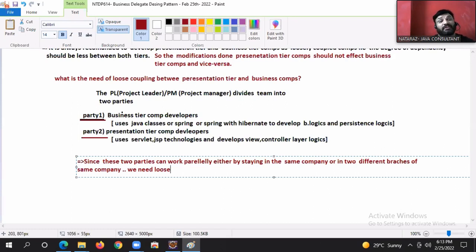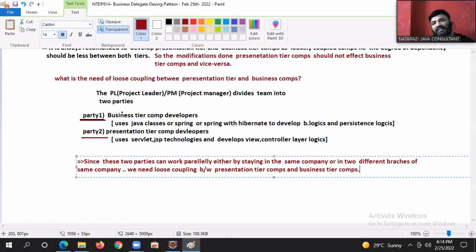When two parties are in two different branches of the same company, one branch in India, one branch in the US, one team will work at night time, one team will work in the daytime. Time differences are there, right? We need loose coupling between presentation tier components and business tier components. Definitely we need to have loose coupling or not?